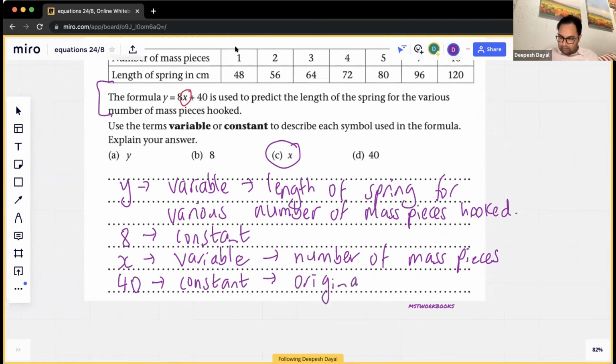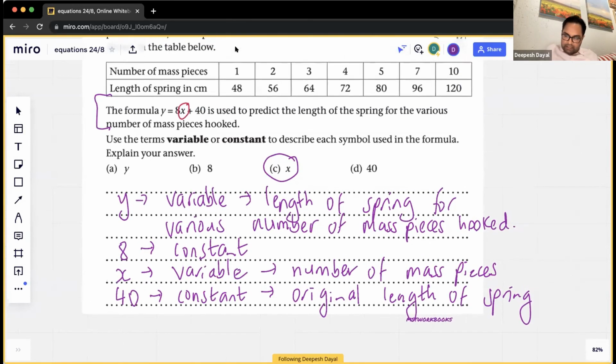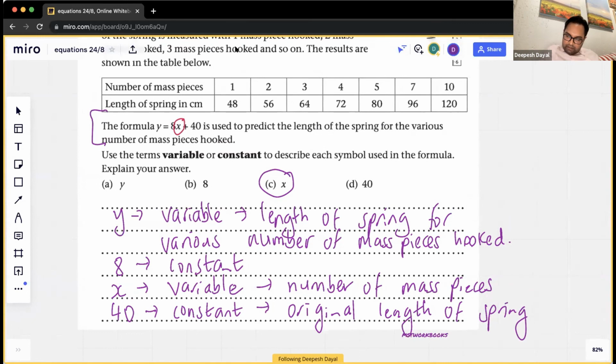Yes, sir. Sir, may you please repeat the question? No, what does 40 represent? It represents the constant, right? It's the original length of spring. And the question is, are these variables and constants, right? So 40 will represent a constant, and it's the original length of the spring. Then as we add more, the length of the spring increases, right?